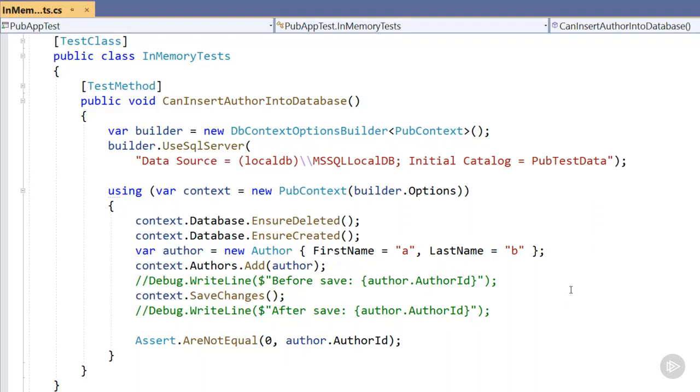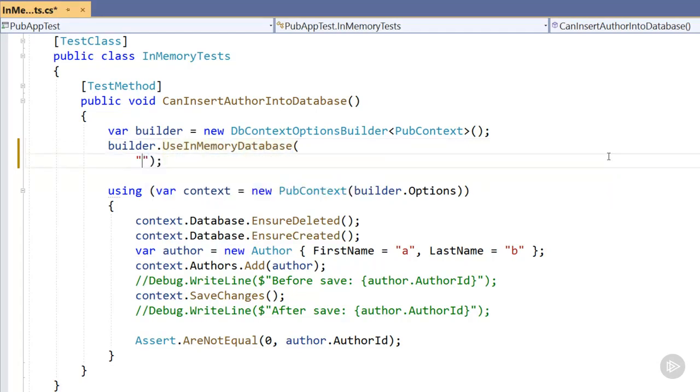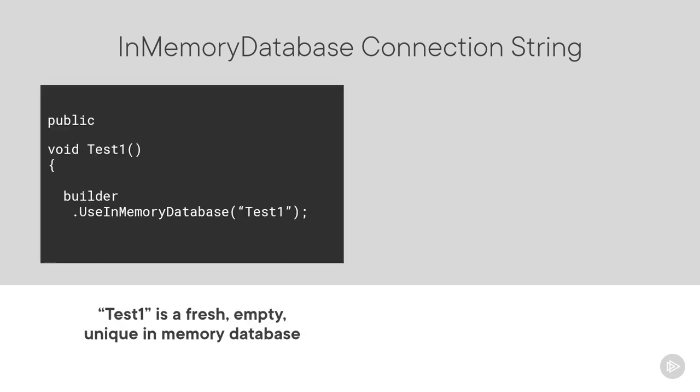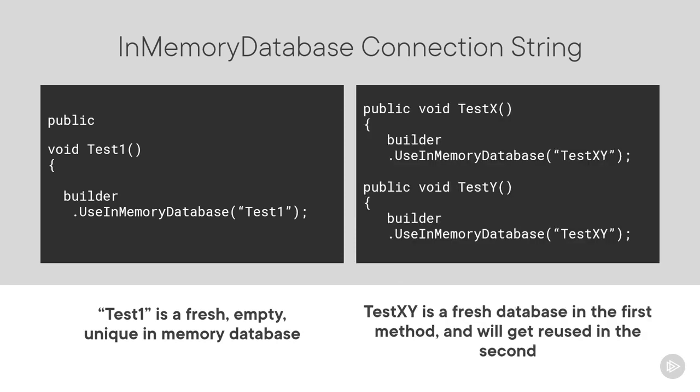I need to modify the DB Context Options Builder to use the in-memory provider instead of SQL Server. You do need to pass in a string to give a name to that instance. And this is interesting because it's how EF Core keeps track of different instances of the provider in memory. Sometimes you want a unique instance for each test, but there are times you may want to share an instance and whatever it has in its memory across a few tests.